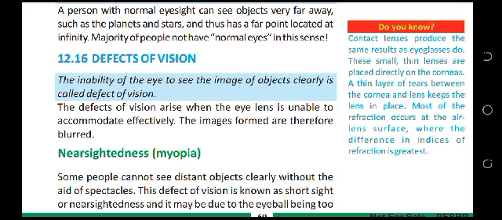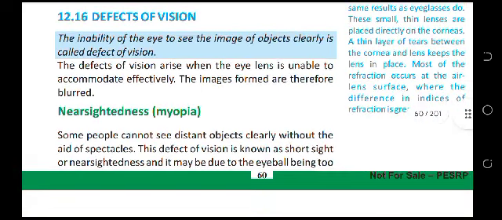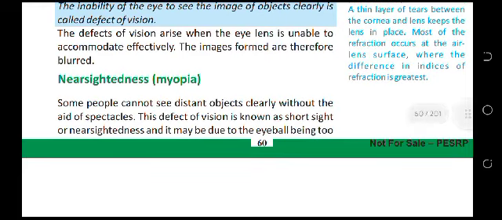Do you know contact lenses produce the same result as eyeglasses do? These small thin lenses are placed directly on the corneas. A thin layer of tears between the cornea and lens keeps the lens in place. Most of the refraction occurs at the air-lens surface, where the difference in indices of refraction is greatest.